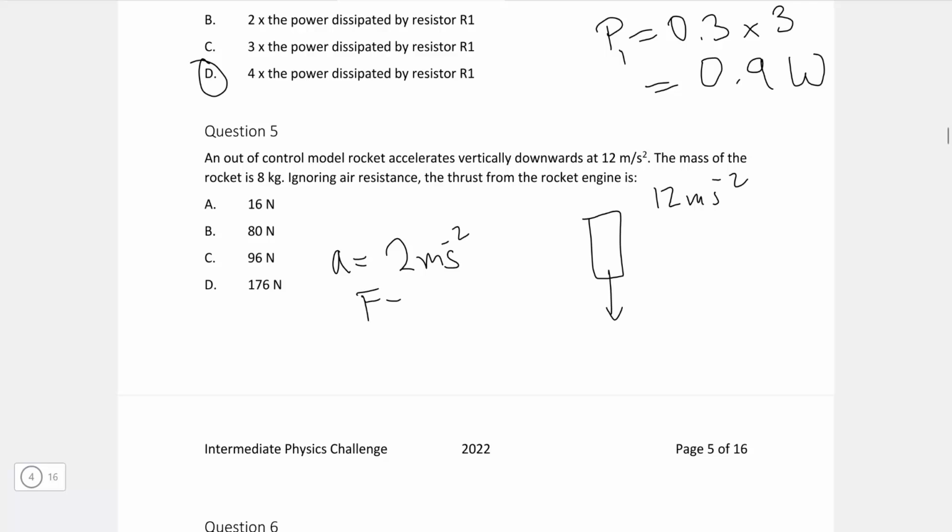Then we can just use force is equal to mass times acceleration. So this will be equal to 2 times 8, because our mass is 8 kilograms, which is going to give us 16 newtons.